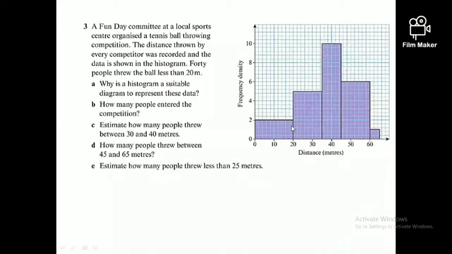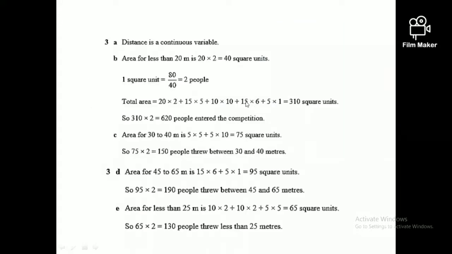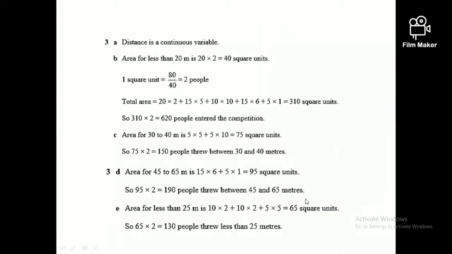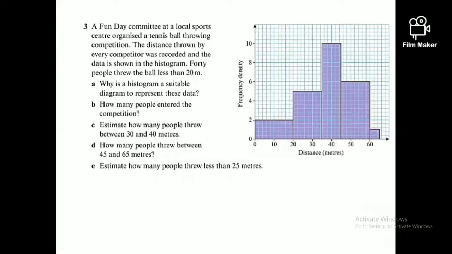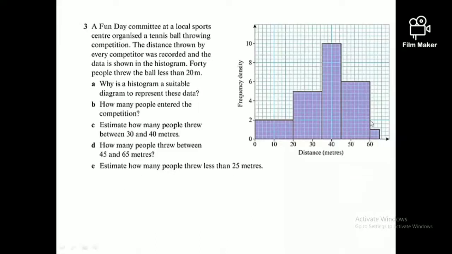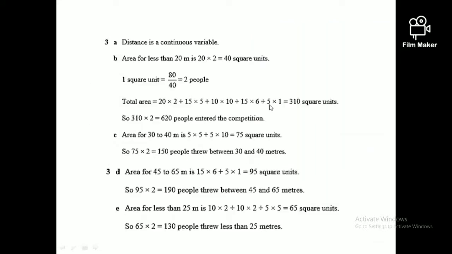Let's see here. 10 into 10. Okay, right. The next one is 15 into 6. 15 over here, so 15 into 6. And the last category is how much? It's 5 into 1. So how many total squares are there?